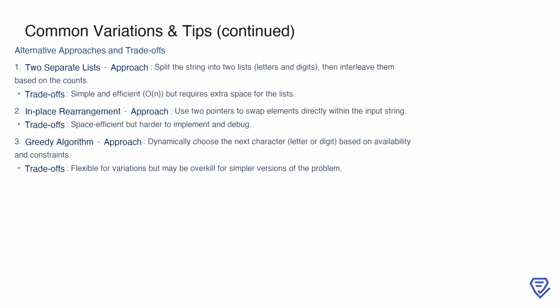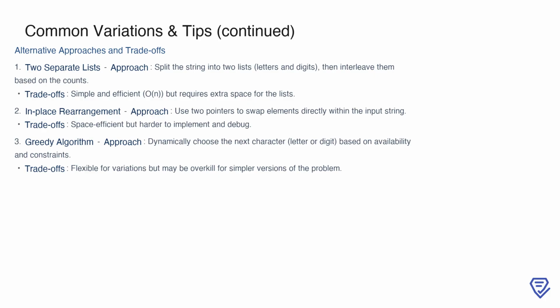lists, one for letters and one for digits. These can then be interleaved based on their counts, achieving a time complexity of O(n). However, this approach requires extra space for the lists. A more space-efficient option is to use in-place rearrangement with two pointers, swapping elements directly within the string. While this saves space, it can be more challenging to implement and debug.